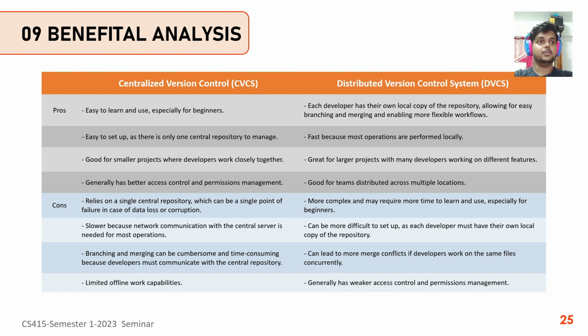Some cons for the distributed version control system: it is more complex and may require more time to learn and use, especially for beginners. It can be more difficult to set up as each developer must have their own local copy of the repository. It can lead to more merge conflicts if developers work on the same files concurrently, and it generally has weaker access control and permissions management.